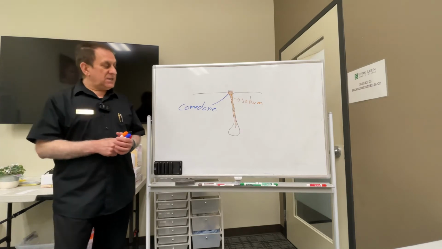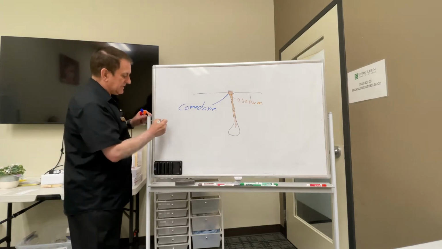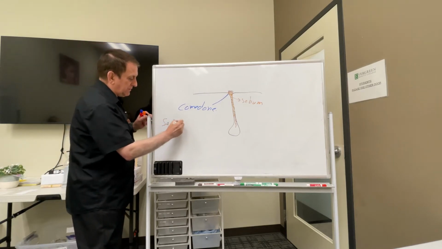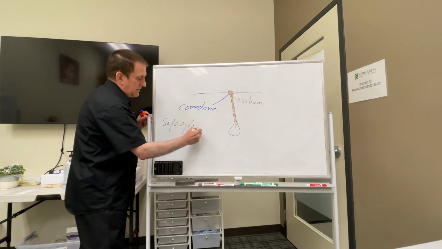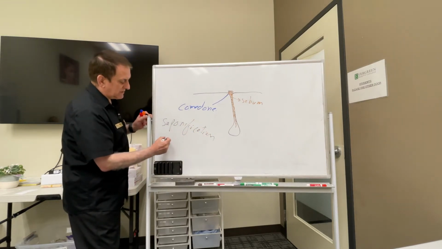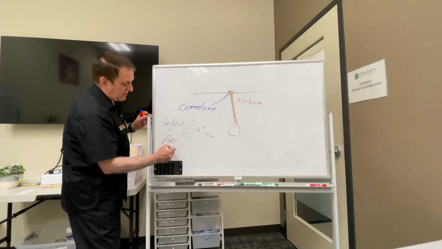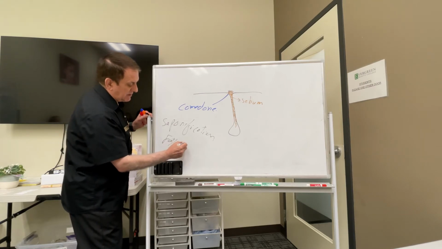Okay? Do you remember we talked about saponification? So when we have saponification, to make the soap, we need fat plus alkaline.